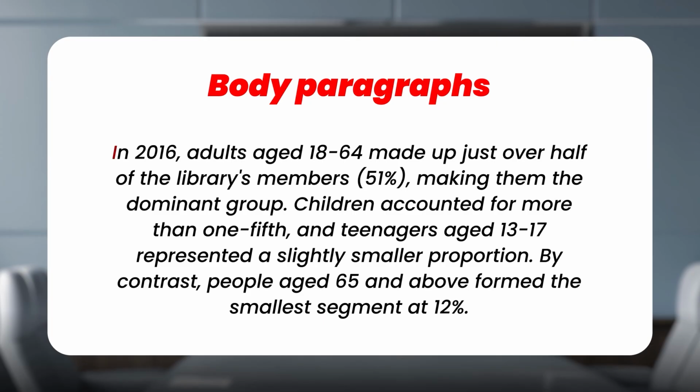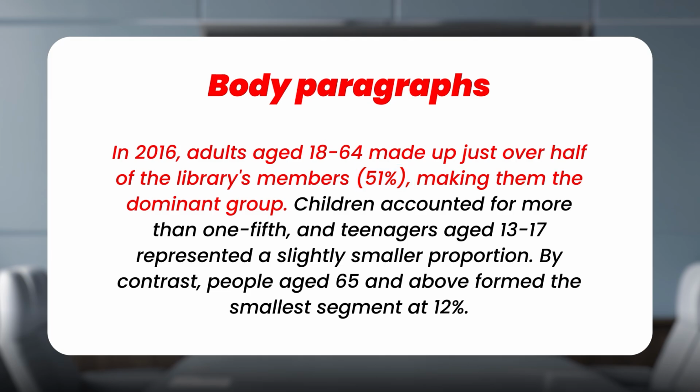Let's begin by writing about the pie chart first. In 2016, adults aged 18 to 64 made up just over half of the library's members, making them the dominant group. And we have given 51% in the bracket here. So this one statement is about our main feature. We have given the data value, that is 51%. It was the largest group.